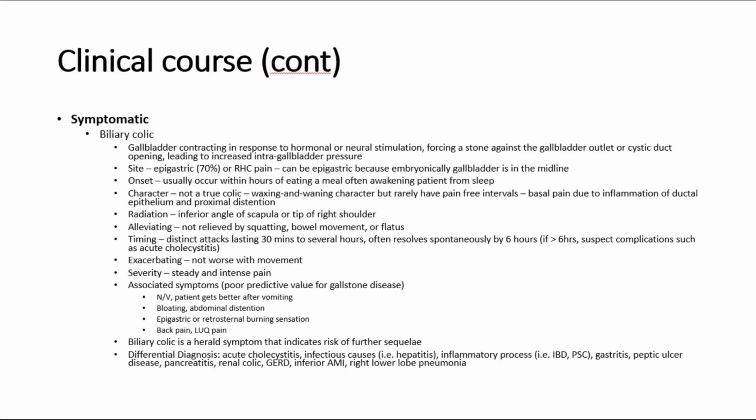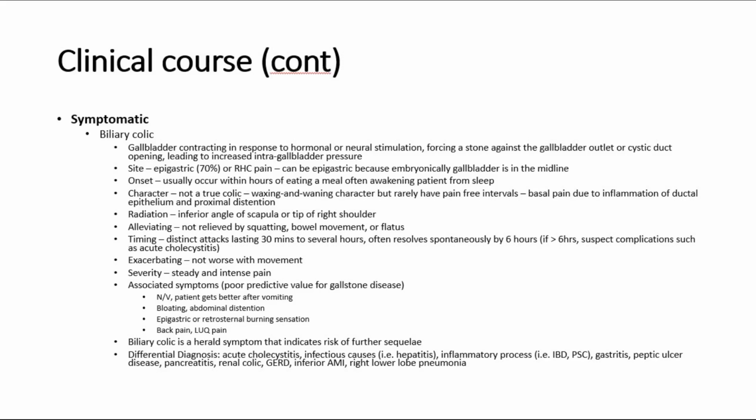Next, for symptomatic cases, patients present with biliary colic, the gallbladder contracting in response to hormonal or neural stimulation, forcing a stone against the gallbladder outlet or cystic duct opening, leading to increased intra-gallbladder pressure. Site of pain is at the epigastric or right hypochondrium. Onset usually occurs within hours of eating a meal, often awakening the patient from sleep. Character, not a true colic, more like waxing and waning, but rarely has pain-free intervals. Radiation, to the inferior angle of the scapula or tip of the right shoulder. Alleviating factor, not relieved by squatting, bowel movement, or flatus.